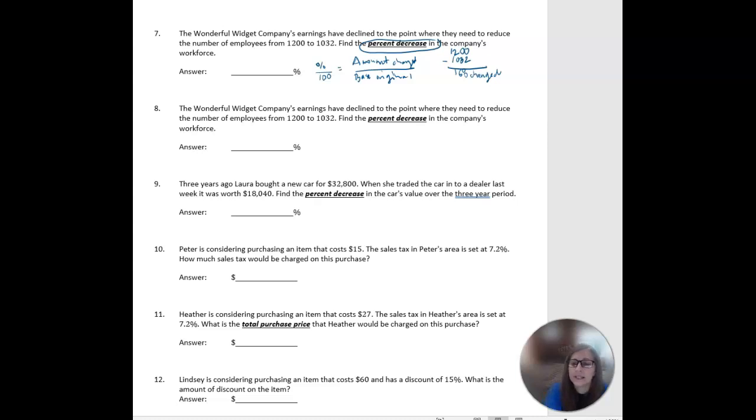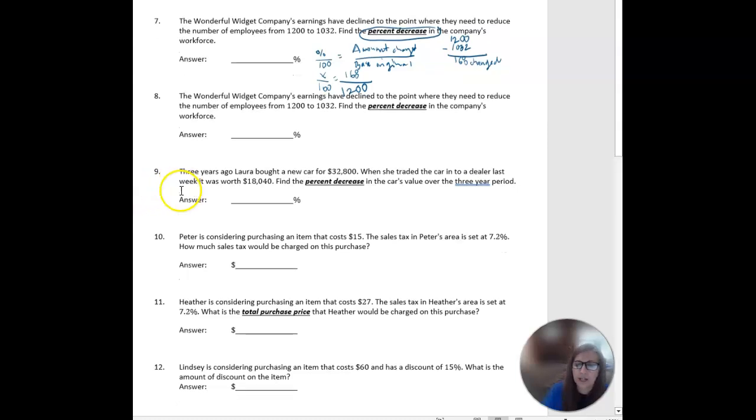So we're going to put 168 on the top. We don't know the percent, so we put an X. Okay, we know that it has changed by 168. And then the original is how many employees they started out with. So for this particular problem, they need to reduce the number of employees from 1,200, and then they went down by 168. So they started out, the original amount, the base amount in the beginning was 1,200. Okay. I'm going to skip number 8 because it's the same exact problem, just change the numbers.